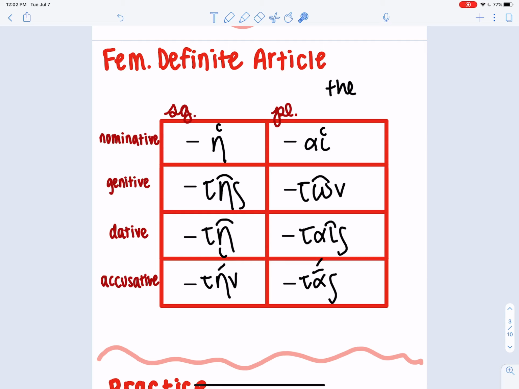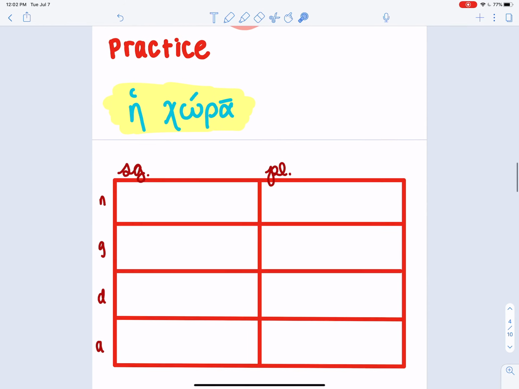Now that we've learned all that, let's look at a couple examples. Before we really get into it, I want to take a look at this word, hora, and its nominative form, so we can determine how to and where to use our accent.